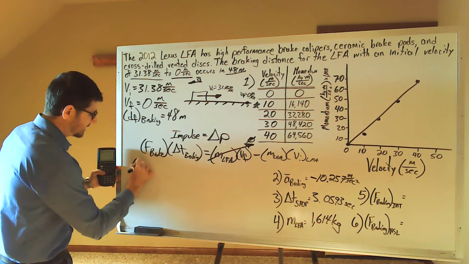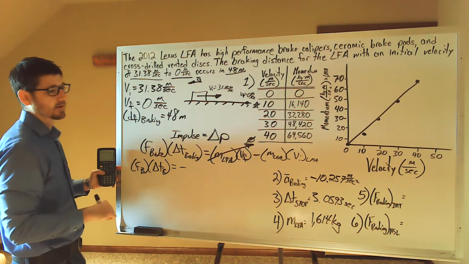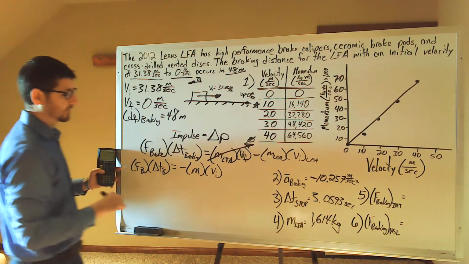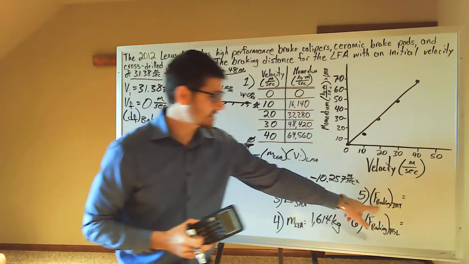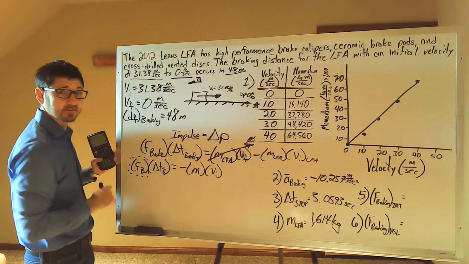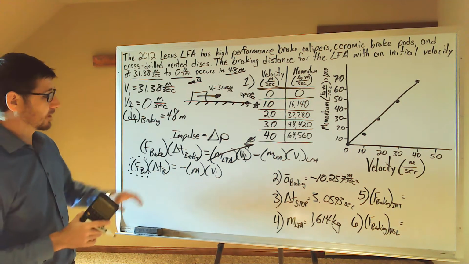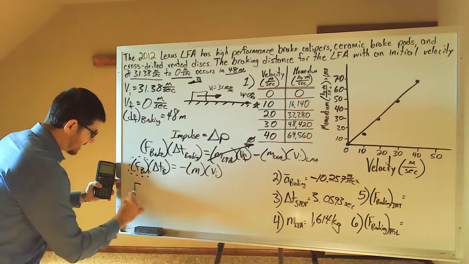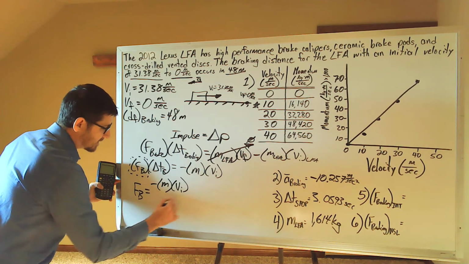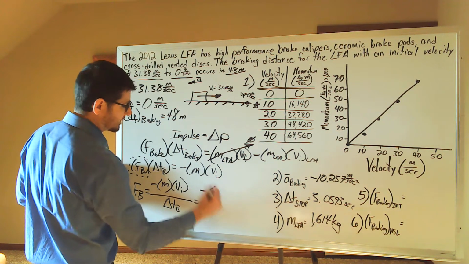So what we have here is the force of braking multiplied by the time interval of braking is going to equal a negative mass of the car times the initial velocity of the car. Now, the question is asking for us to calculate the force of braking. So we need to isolate this variable. We're going to do that by dividing by the time interval on both sides of the equal sign. So what I have is the force of braking is equal to negative mass times initial velocity divided by the time of braking.